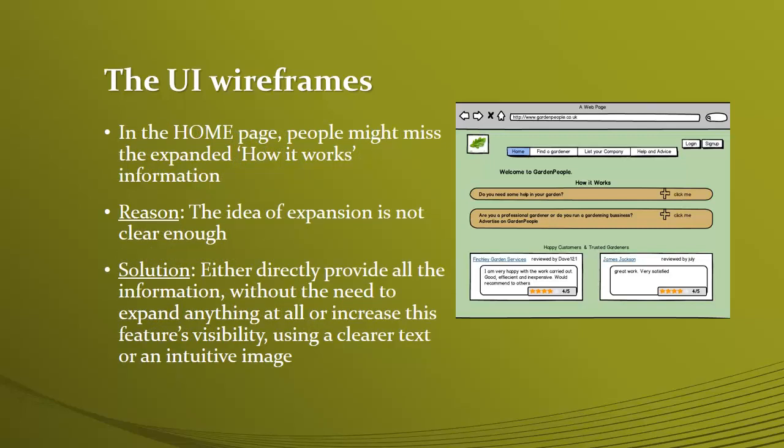Another problem regarding visibility is that people might miss the expand information with the plus sign. Well, this might be because the idea of expansion is not clear enough. Therefore, a solution would be to either provide directly all the information or do something to increase the feature's visibility, like colors.